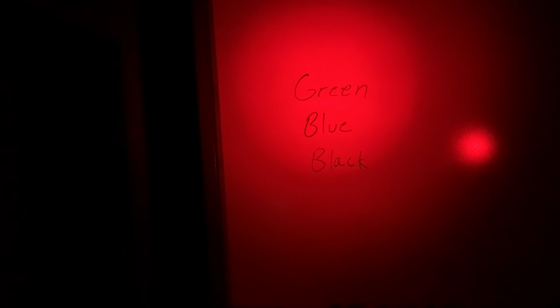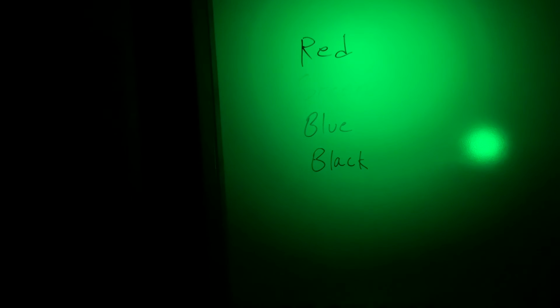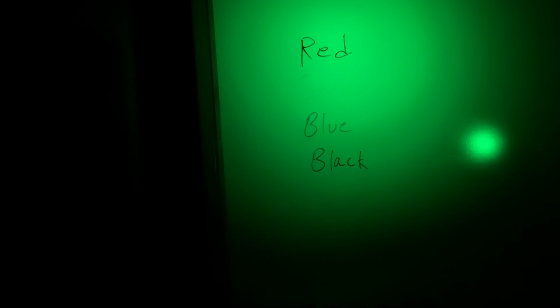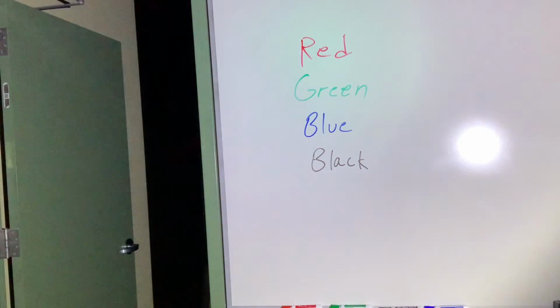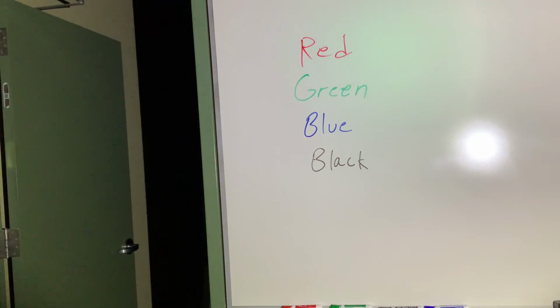Let's have a little more fun. Switch over to green. Where'd my green go? Green is gone. Now the red is there, but it looks kind of black. Green has disappeared. Our blue and black are still there. We can bring them all back if we turn on the white. Cool.